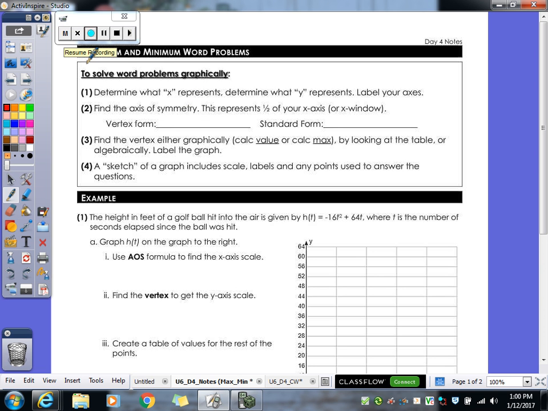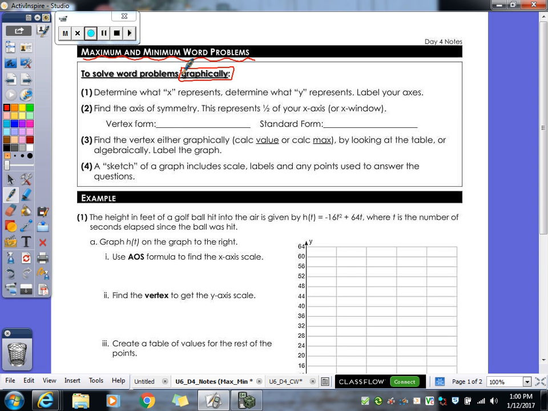So for our notes today, we are working on max-min word problems. Now, when you have a max-min word problem, there's two different ways you can solve it. One way is you can solve it graphically. Now, when you go to solve it graphically, you actually have to draw a picture of the graph.